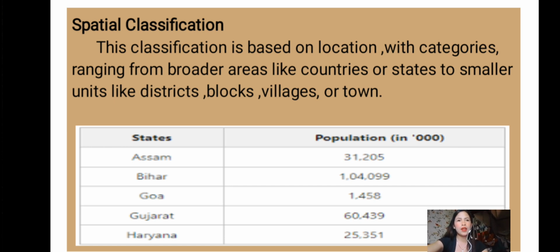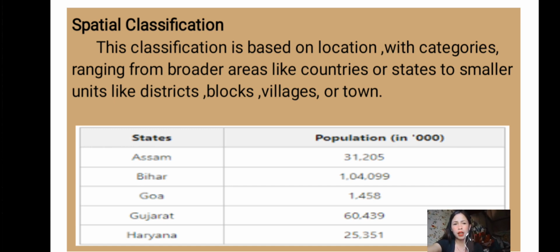And next is spatial classification. This classification is based on location with categories ranging from broader areas like countries or states to smaller units like districts, blocks, villages, or towns. So, spatial classification categorizes data based on geographical locations such as countries, cities, states, or regions to organize and represent information effectively. Spatial classification, also known as geographical classification, is a method of organizing data in a table where the primary classifying variable is place or location.